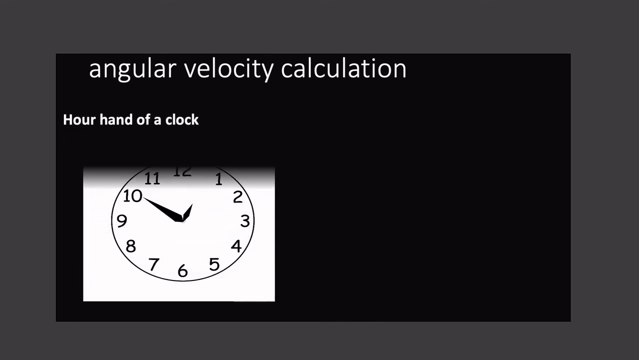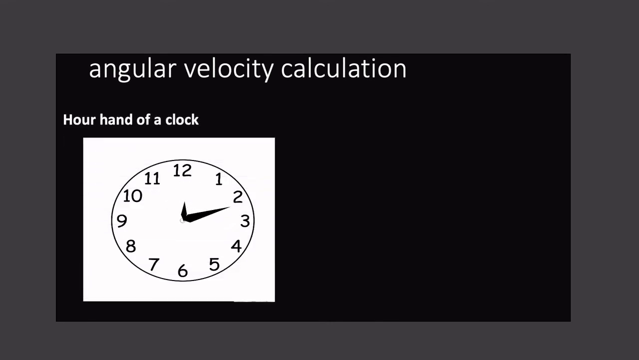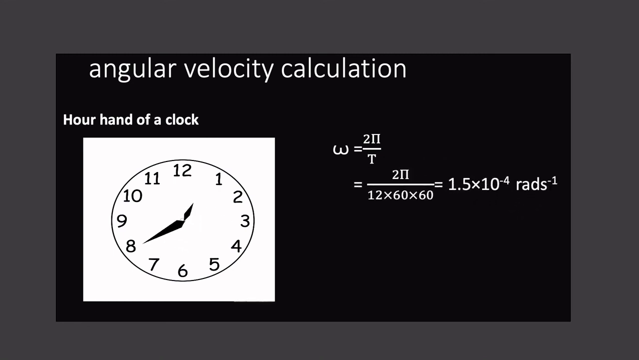Hour hand of a clock. So to complete one rotation, the hour hand of a clock will take 12 hours. So to calculate omega or angular velocity, use the formula 2 pi over T. And the denominator is 12 into 60 into 60. So the answer for angular velocity is 1.5 times 10 to the power minus 4 radians per second. And there is no change in the numerator. It's 2 pi.